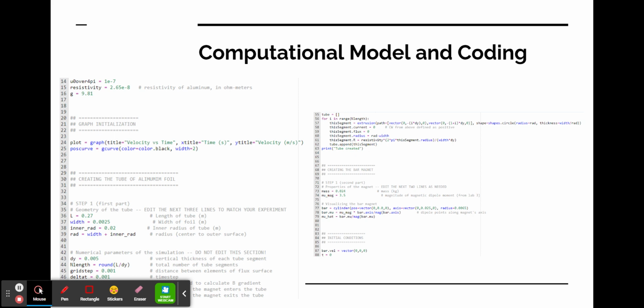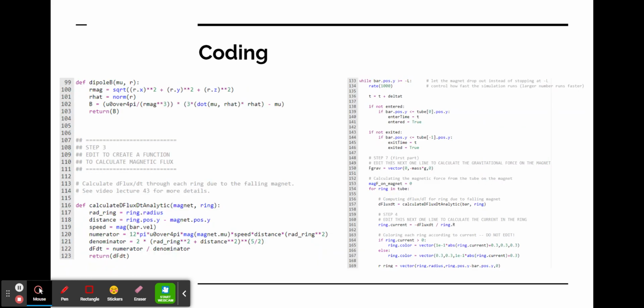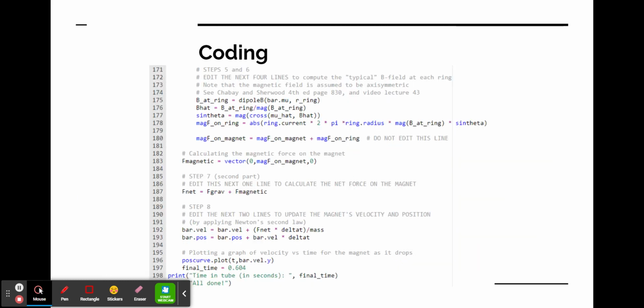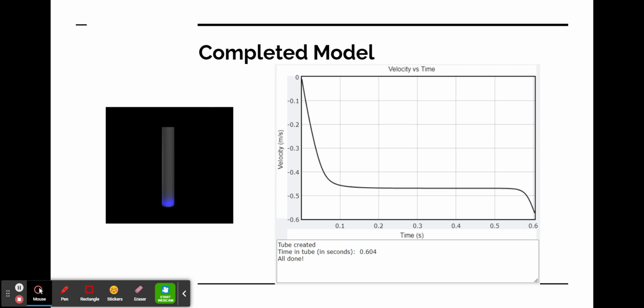This is the updated code that I went back through and put in the values that were given, or that are in the formulas, and then the values that were taken through the experiment. And this is it continued. This is what the computational model looked like after it finished running, and on the right here is the graph of its velocity over time.